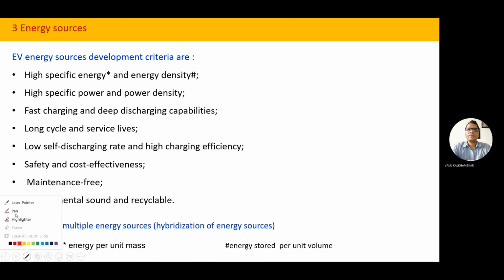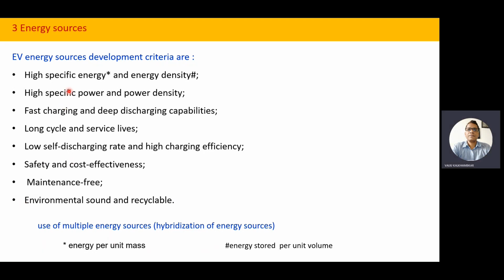If you see here, specific energy is given as energy per unit mass. Energy density is given as energy stored per unit volume. Also, in a similar way to the energy, it should have high specific power and power density. Specific power means power per unit mass. So in a smaller weight, it should have larger power. Also, in a smaller volume, it should provide a larger power. So this is the power density.